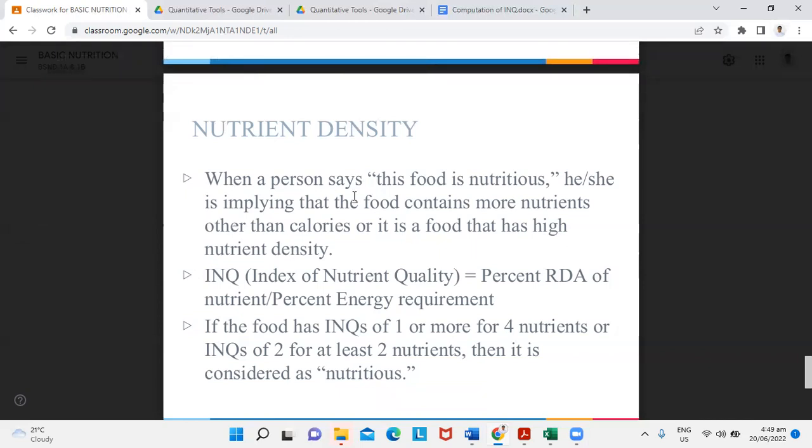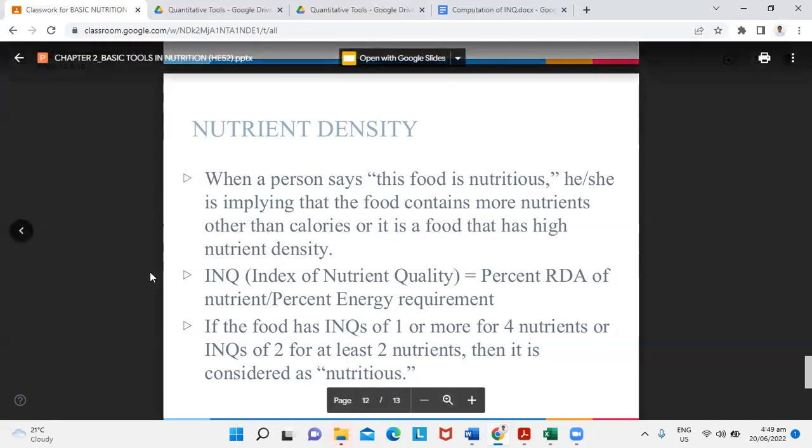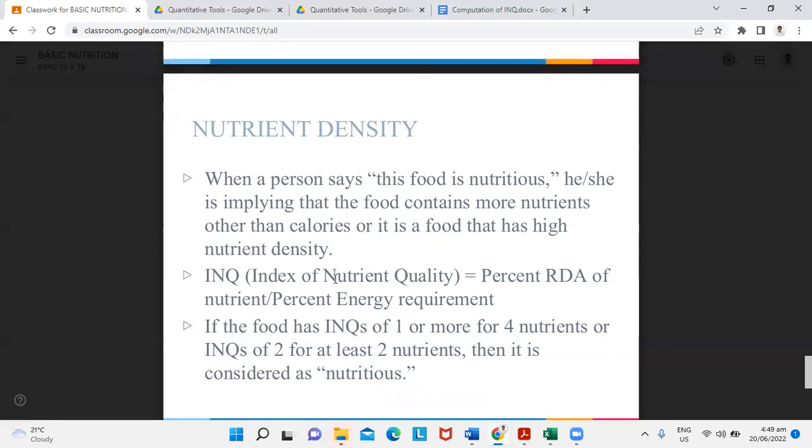Nutrient density tells us how nutritious a particular food item is. When a person says this food is nutritious, they are implying that the food contains more nutrients other than calories, or that it has high nutrient density. Therefore, the higher the nutrient density of a particular food, the more nutritious it can be considered.